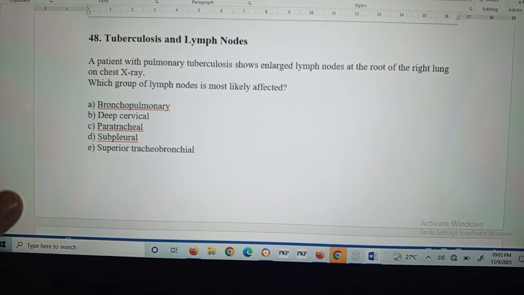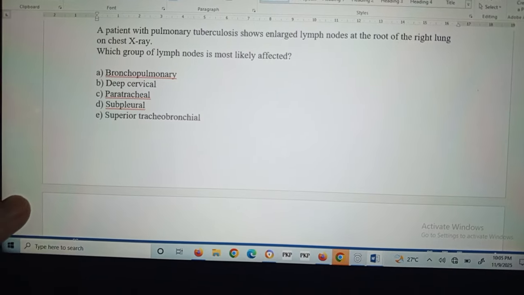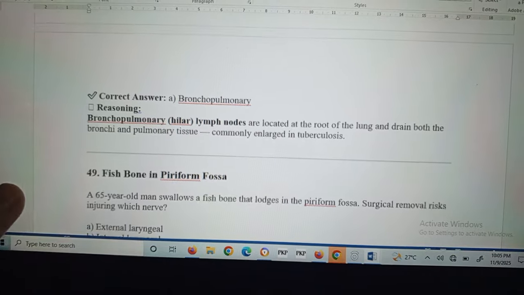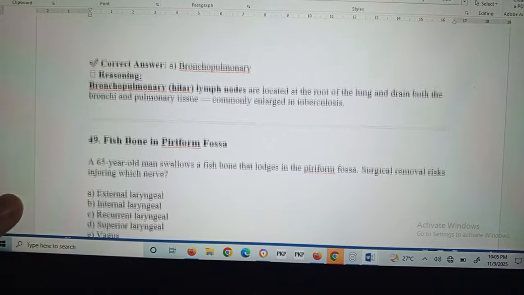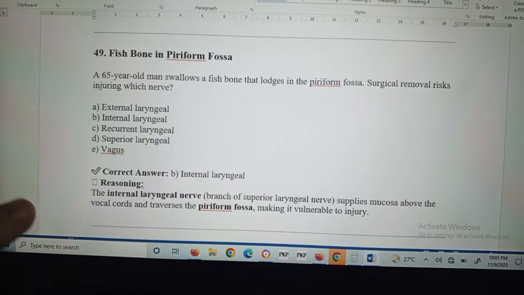A patient with pulmonary tuberculosis shows enlarged lymph nodes at the root of the right lung on the chest X-ray. Which group of lymph nodes is most likely affected? Bronchopulmonary. Bronchopulmonary hilar lymph nodes are located at the root of the lung and drain both the bronchi and pulmonary tissue, commonly enlarged in tuberculosis.